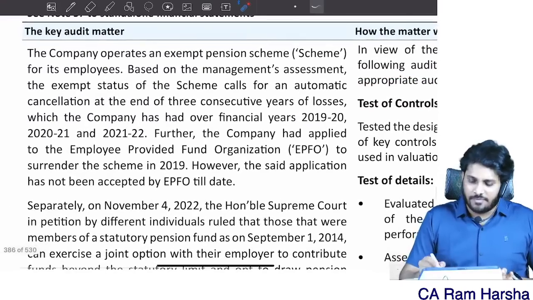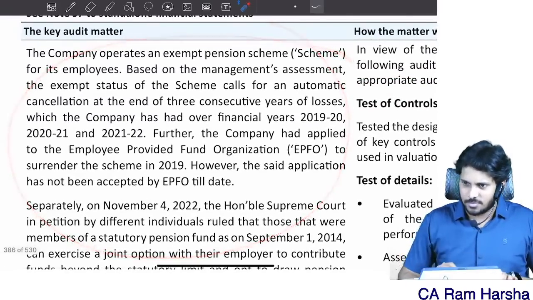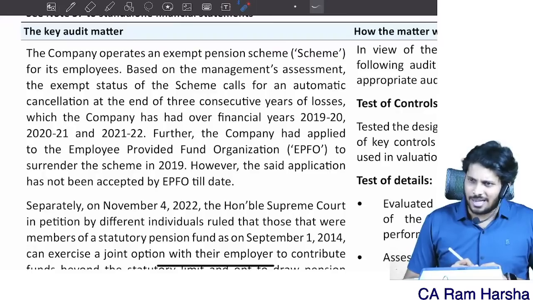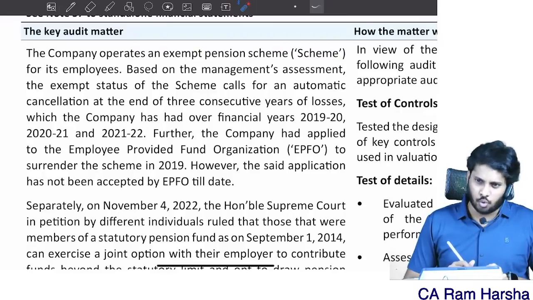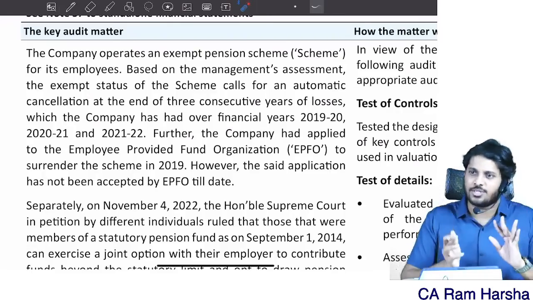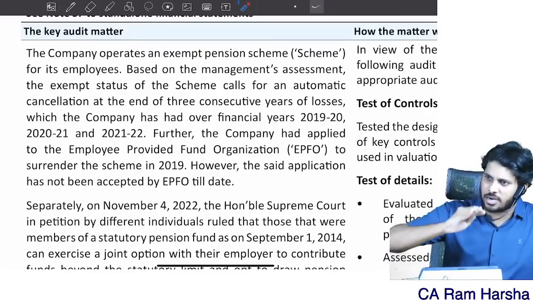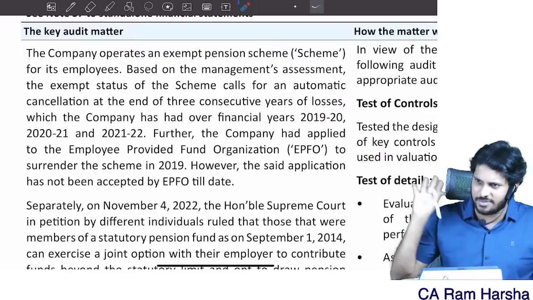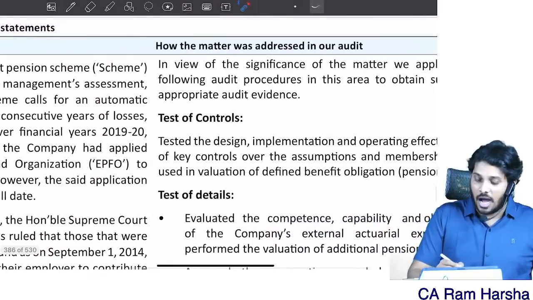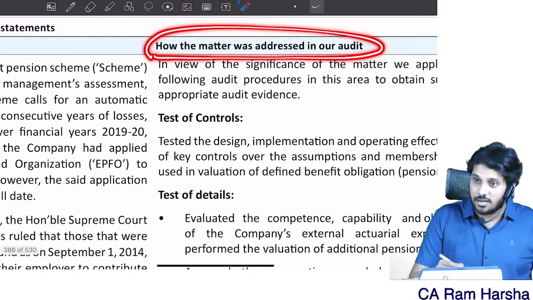Like you see, they discussed what the issue here is. Are they trying to object to anything here, by the way? No. Is it materially misstated in the financials? No. They are talking about some issue that is going on, for which the company has already accounted, everything disclosed honestly. We are just discussing what is going on and how the matter was addressed in our audit.